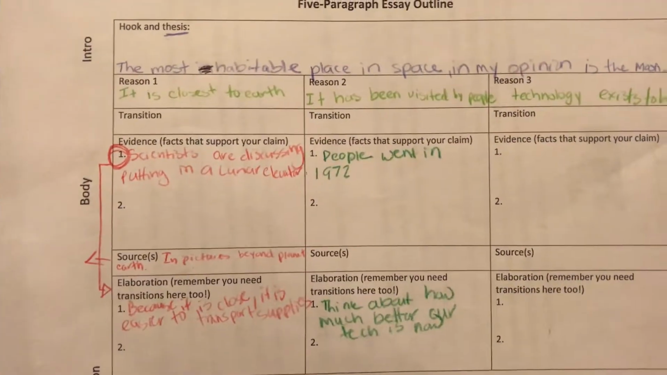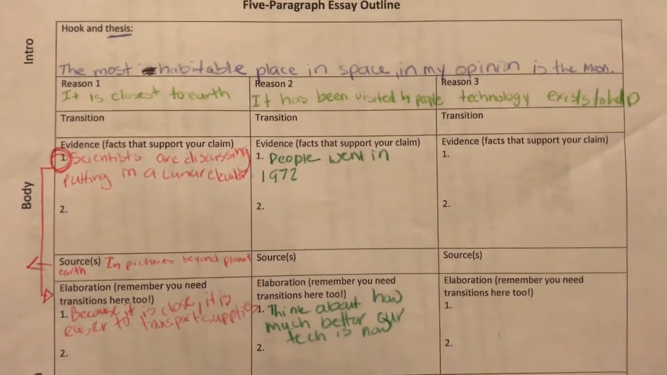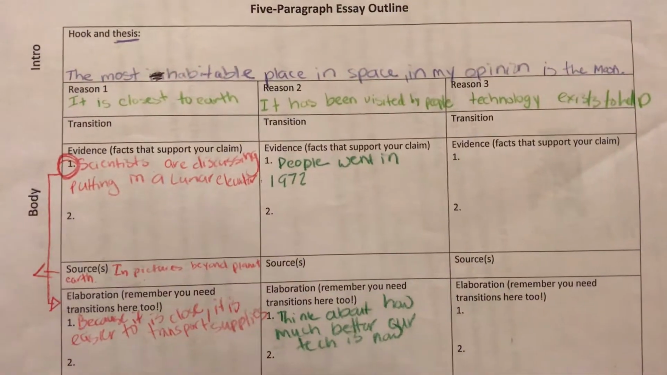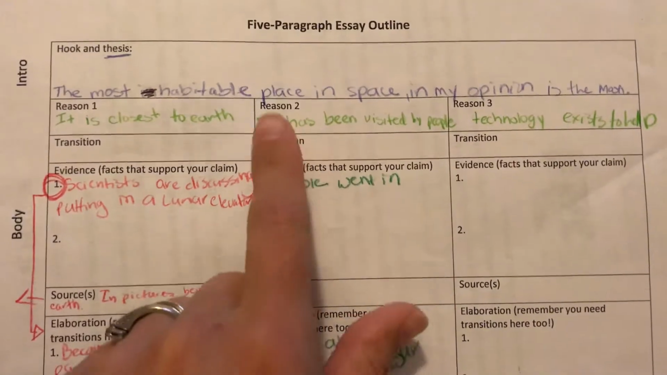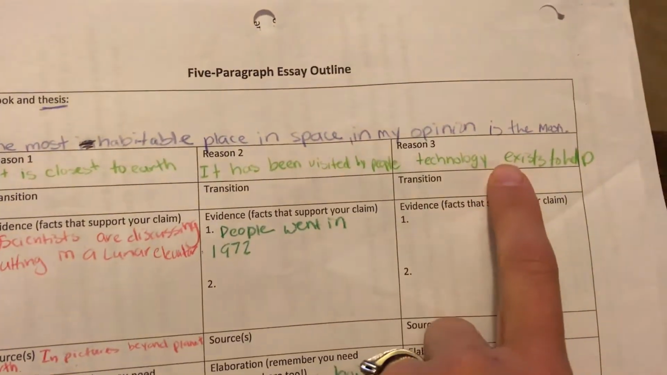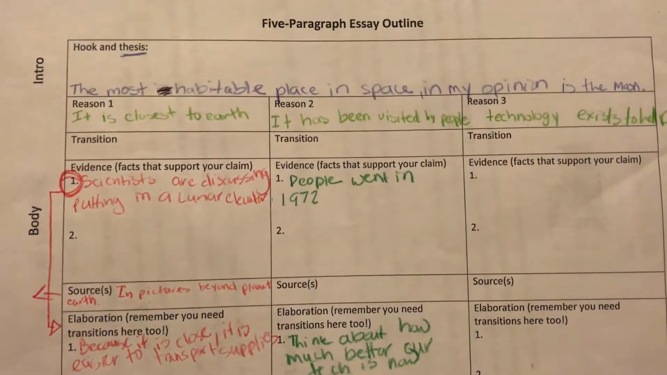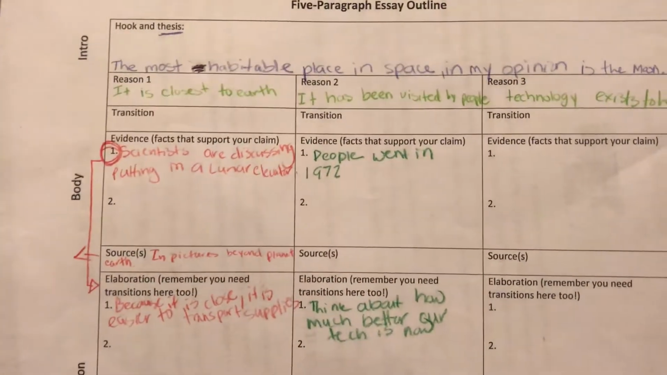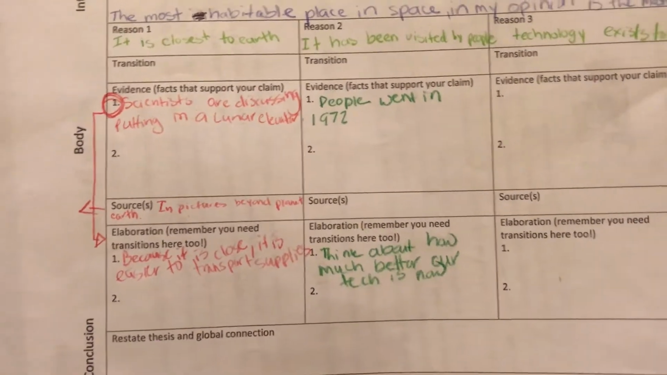Then we decided, after some discussion, on some of the reasons why the moon is the most habitable. The reasons we thought were most logical and had the most evidence to back them up were that it is closest to Earth, it has been visited by people before, and technology exists for us to help. Now, I'm not expecting kids to write in full sentences at this point because this is just them planning. A lot of times kids need some support in planning this, and that's why we use graphic organizers.